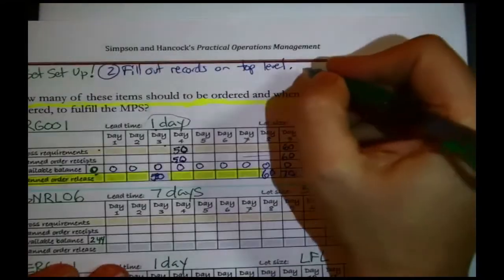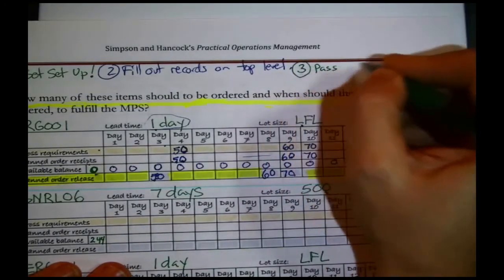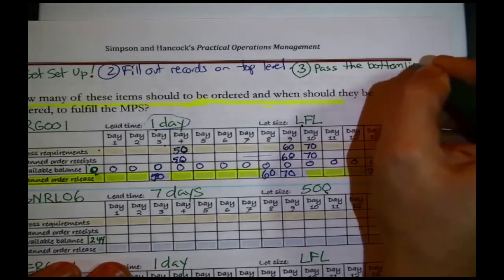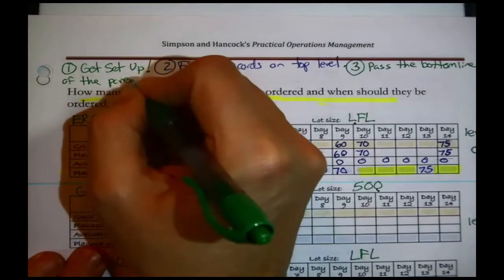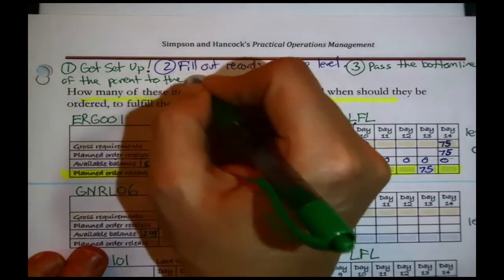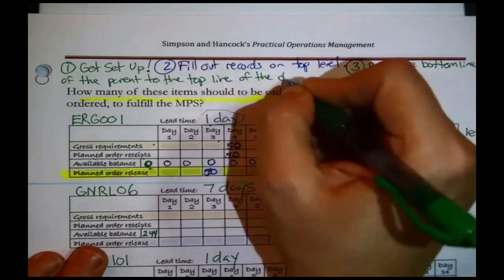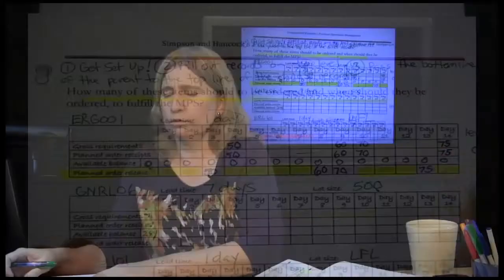If you filled out all the records on that level, pass the bottom line of the parent to the top line of the child's records. You say, huh? Parent-child? Yes, remember parent-child? The links. These records are actually linked.